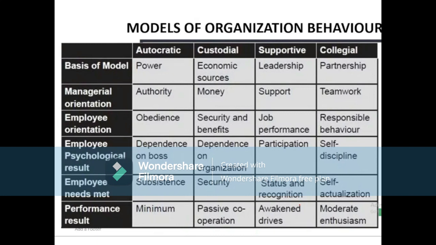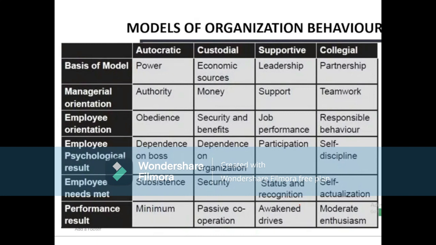And coming to the last one, performance result: it is very minimal in autocratic. Coming to custodial, passive cooperation means somewhat above the minimum range. And coming to supportive, awakened drives means a step ahead of passive cooperation. To some extent they are economically and in job level also satisfied, and they are known by the people in the organization, recognized by the organization and management.